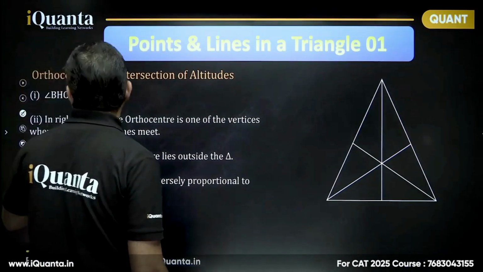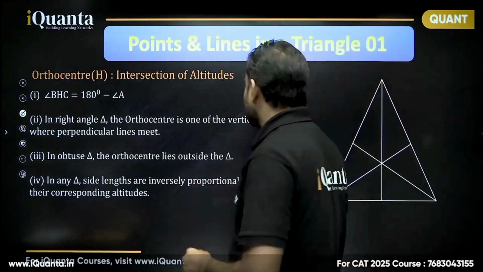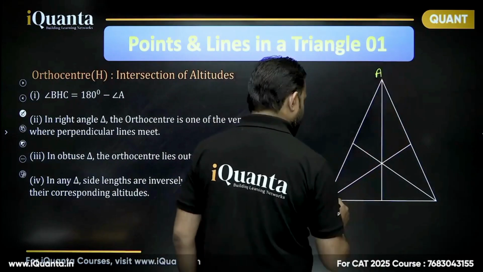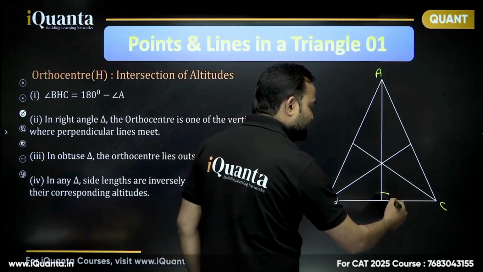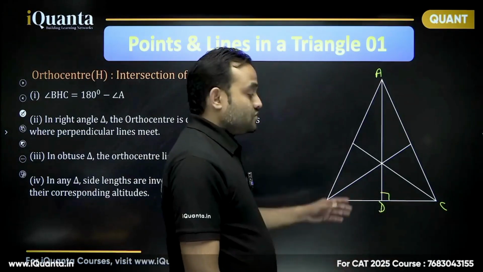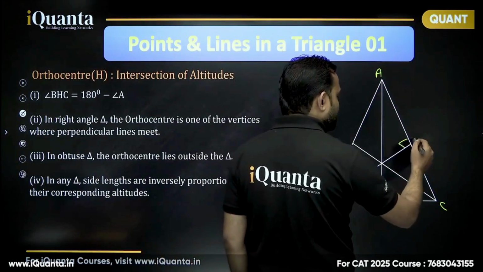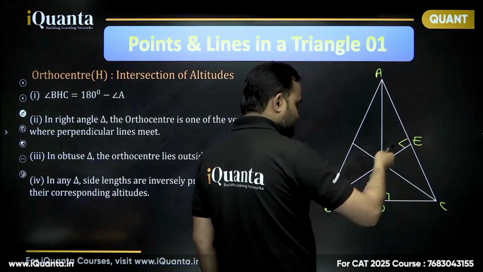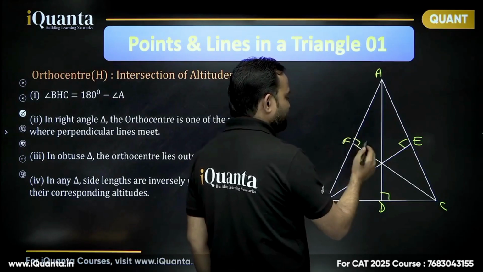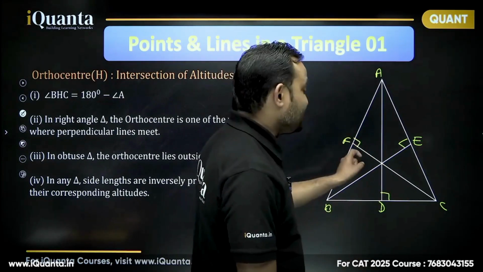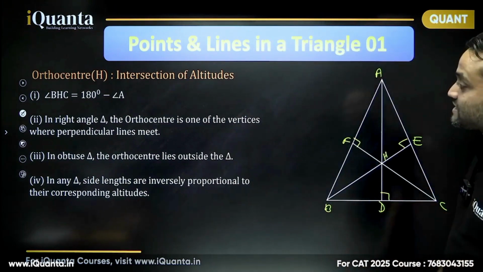Now the next is orthocenter, which is nothing but the intersection of altitudes. Again, what is an altitude? So vertex A, B, C. If we draw a perpendicular from vertex A to BC, so AD is known as altitude. If we draw a perpendicular from B to AC, BE will be known as another altitude. And if we draw a perpendicular from C to AB, CF will be known as the third altitude, and the intersection of these altitudes is denoted as H, where H is nothing but orthocenter.